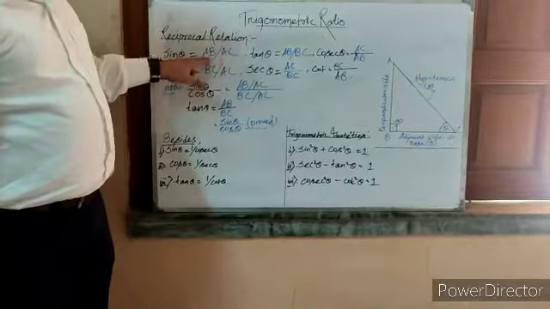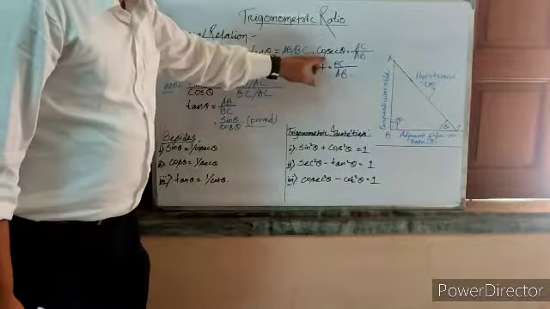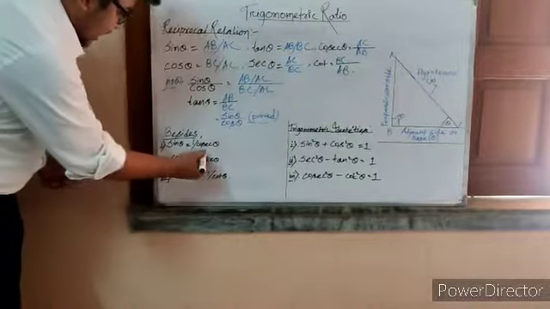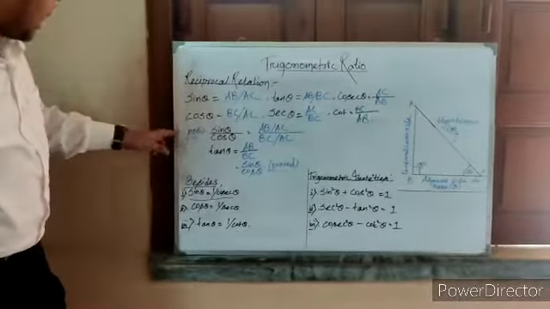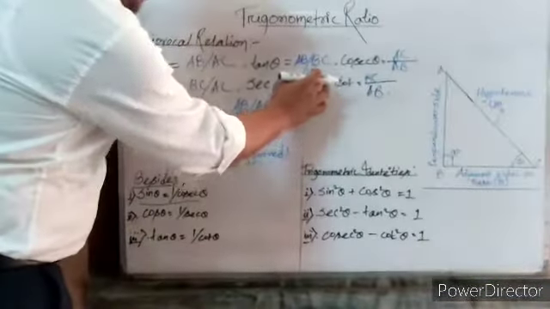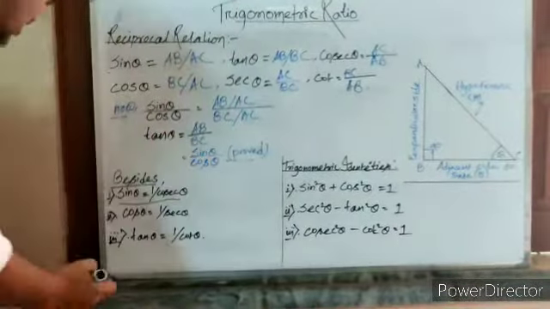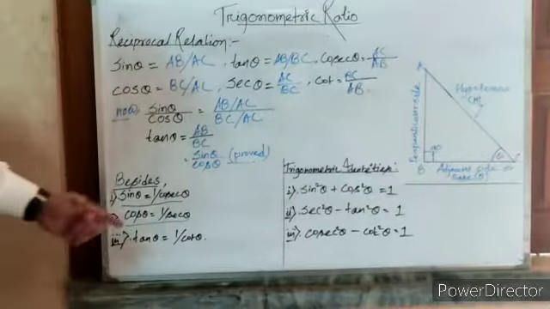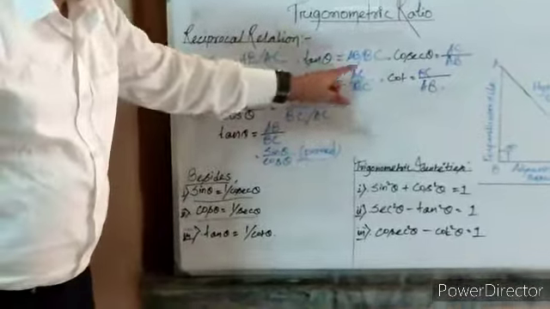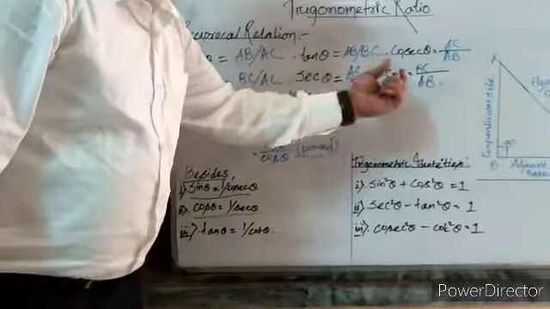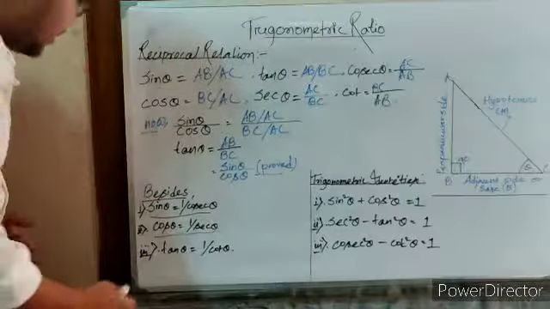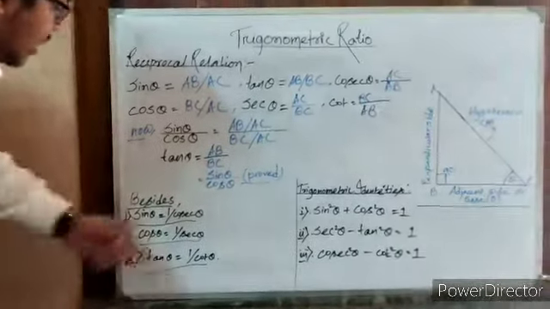And besides there are also 3 relations that we can learn from here. Sin theta equal to AB by AC, and cosec theta equal to AC by AB. So these are reciprocals. Cos theta equal to BC by AC, and sec theta equal to AC by BC. These two are reciprocals. So we can write cos theta equal to 1 by sec theta. And tan theta equal to AB by BC, and cot theta equal to BC by AB. These are reciprocals. So we can write tan theta equal to 1 by cot theta.